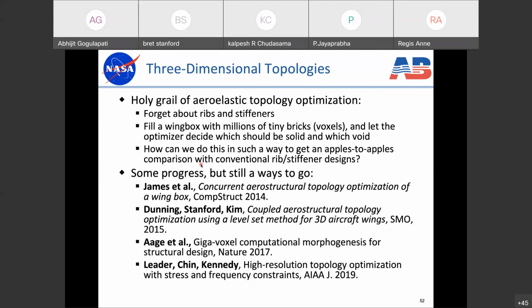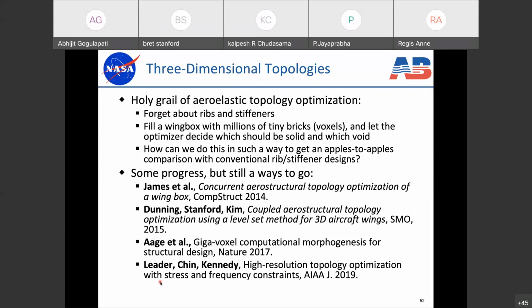So there's been some progress here, various papers that have been published over the years, including one of ours. The most famous of these papers is this one here, and it's famous by virtue of the fact that the work is excellent and also by virtue of where it was published. If you look at the topologies inside of these papers, you will find topologies that look nothing like conventional rib, spar, stiffener wing box structures. And the question is, why is that?